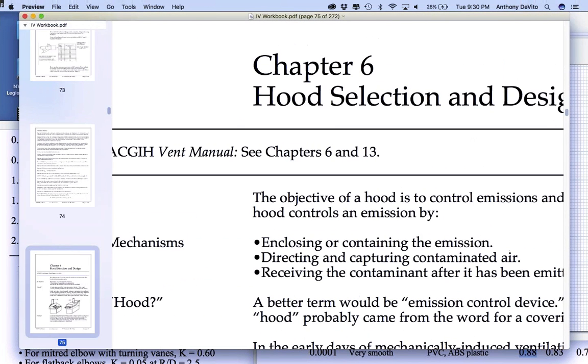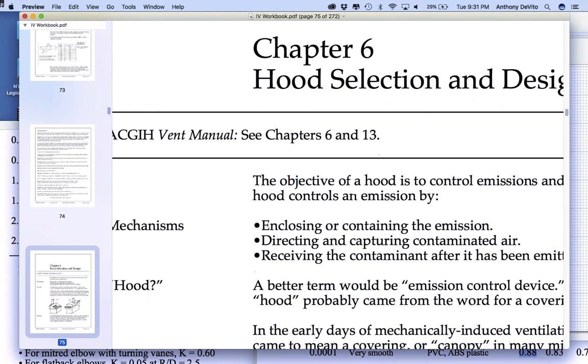Now, once we get into hood selection, we're going to see a whole other kind of mechanics, where we have to be worried about what kind of material we're going to capture. Is it heavy? Is it particulate? Is it vapors? Is it warm? What's the geometry of the workspace? Where's the worker going to stand? How do we select the hood? Once we've selected the hood, what are the characteristics of the hood? How do we know how much air we have to suck in order to protect the worker?